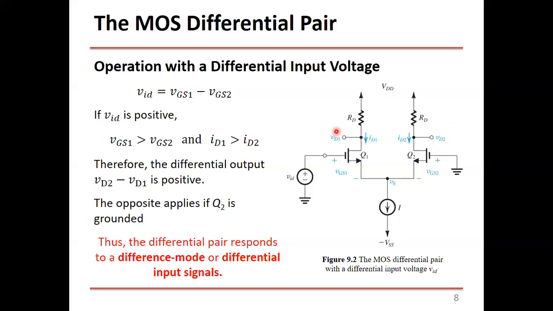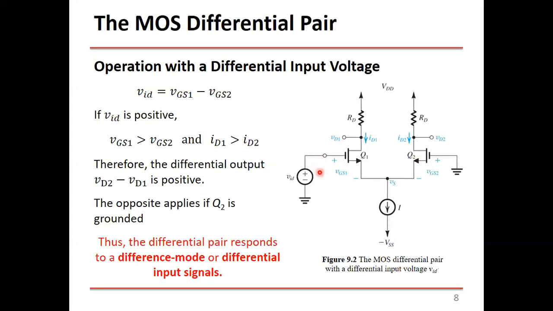What I would like to say here is that this differential amplifier, or differential pair, responds to the differential input. If you have a different input, the output is not 0. Remember the common mode: when you have the same input voltage here and here, the output was 0. But now if you have different voltages applied to VGS1 and VGS2, VD1 and VD2 are not the same. The difference between them is not 0. It's positive in this case.